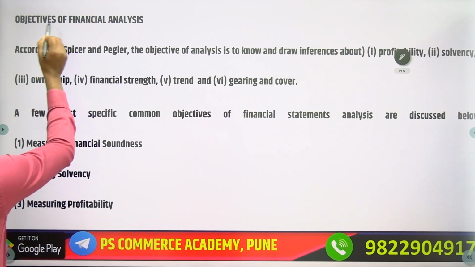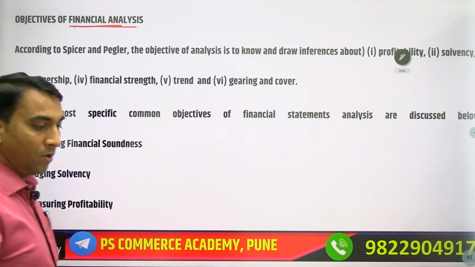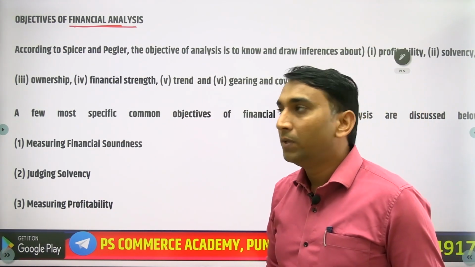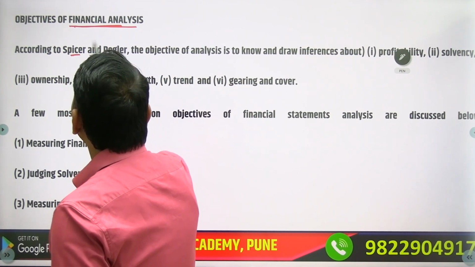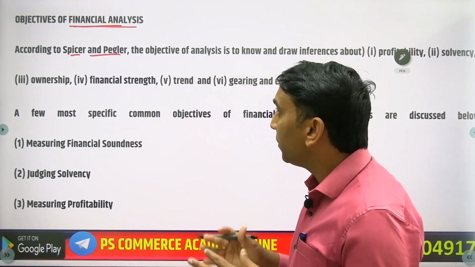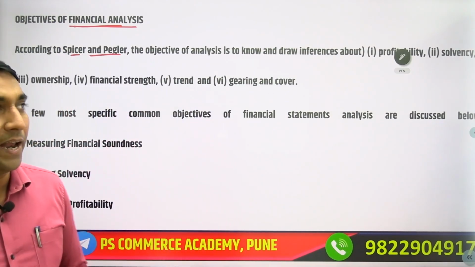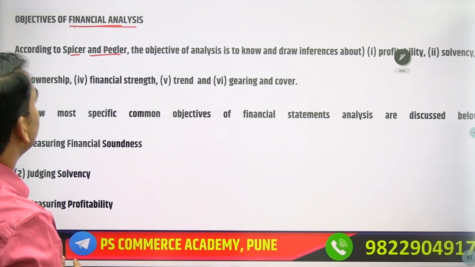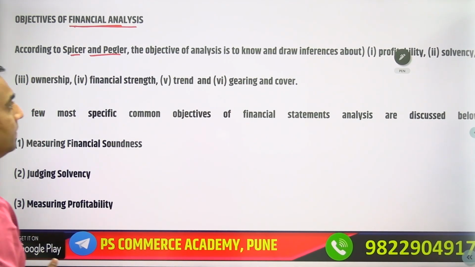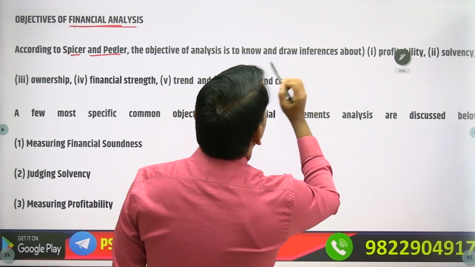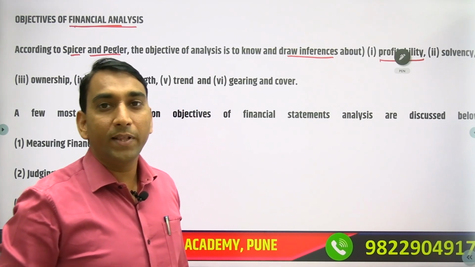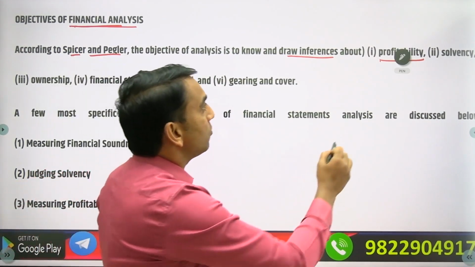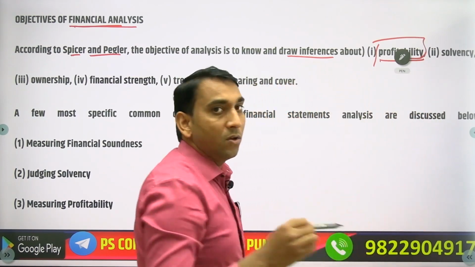So what are the objectives of financial analysis? This is something important. Why do we have to do the analysis? What is the need for it? So we'll see that there is one academician, his name is Spicer and Pegler. He has defined the objectives of financial analysis. He has said that the objective of financial analysis is to know and draw inferences about profitability. I am interested to know whether the business is earning profit or not. So I have to check the profitability. For that I am doing the financial analysis.